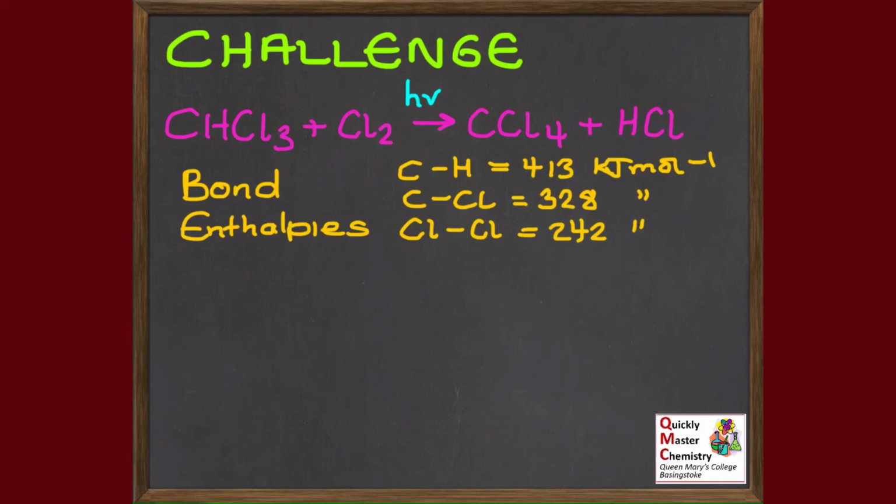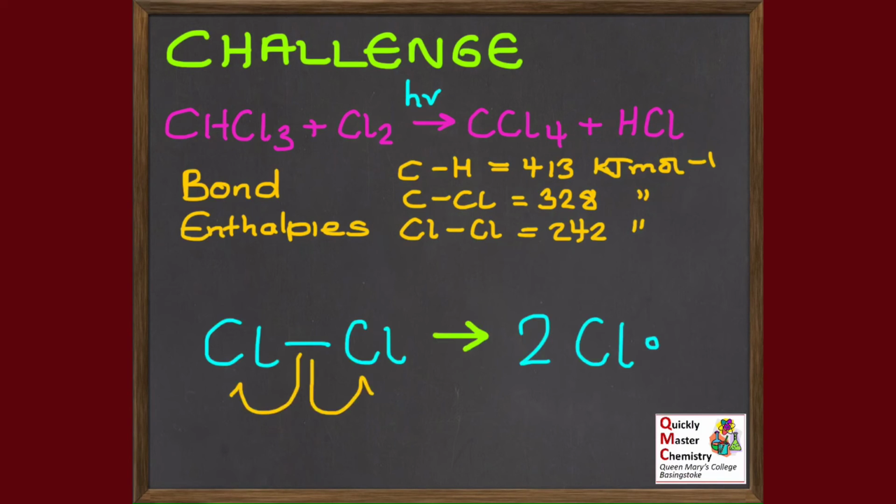The weakest bond is between the two chlorines in the Cl2. So the most likely initiation step would be the formation of two chlorine radicals from the Cl2 molecule as shown, and that's what you should suggest. Always suggest the weakest bond breaking for initiation.